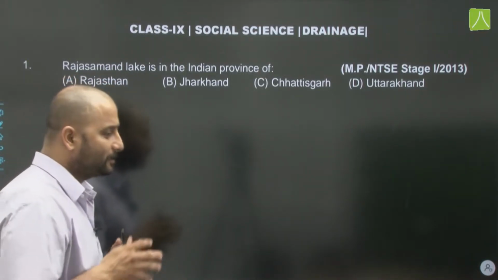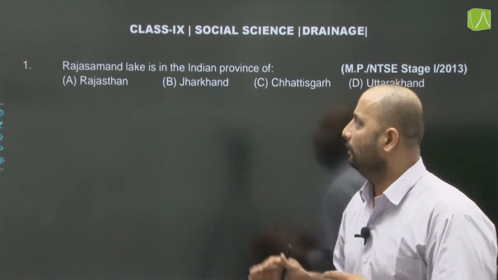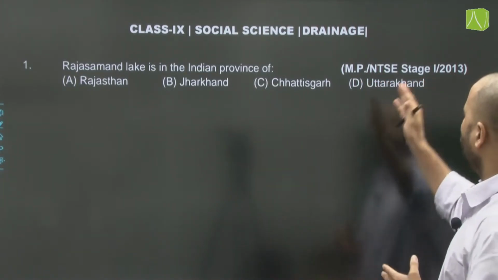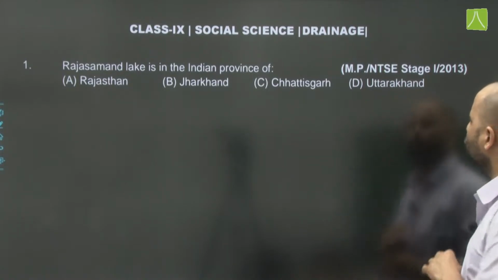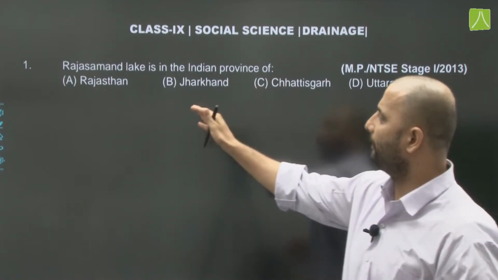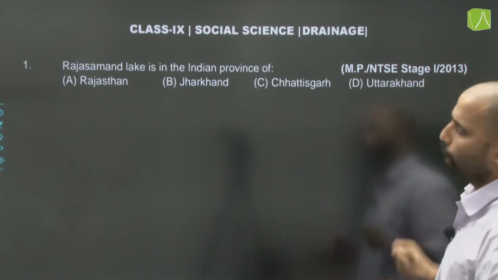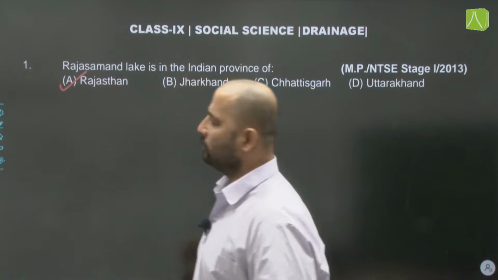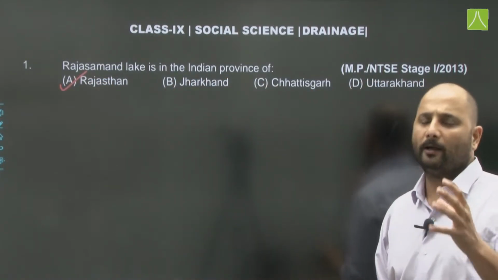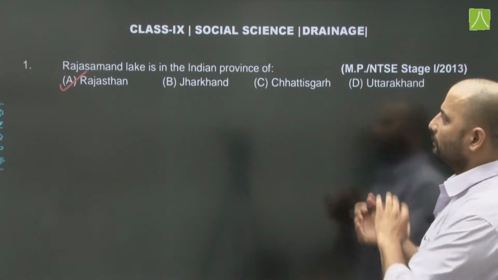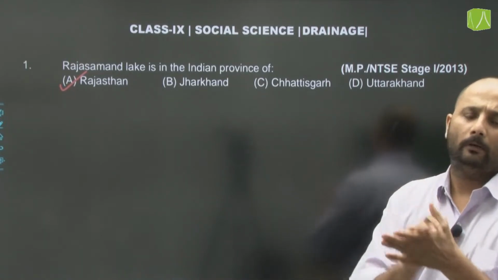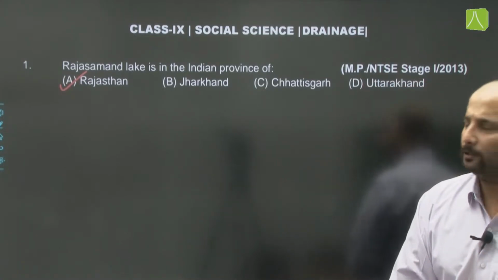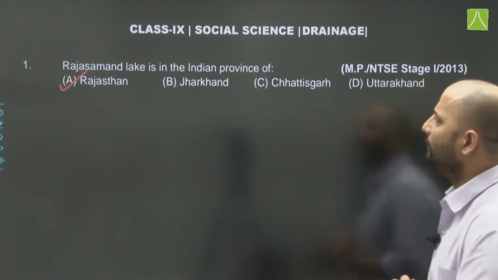Let us quickly start with our first question: Rasamand Lake is in the Indian province of. This is a Madhya Pradesh NTSE stage 1 2013 question. Options provided are Rajasthan, Jharkhand, Chhattisgarh and Uttarakhand. The correct answer here is option A, Rajasthan. Maharana Raj Singh had this Rasamand Lake built in the year 1660 near Rasamand city. So option A will be the correct answer here.